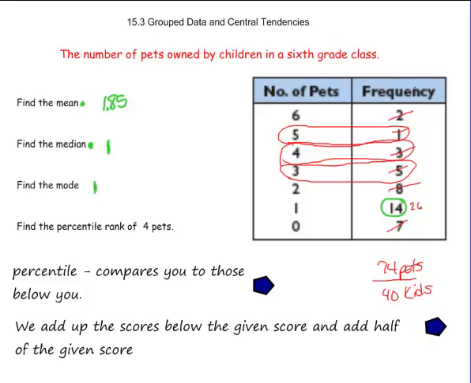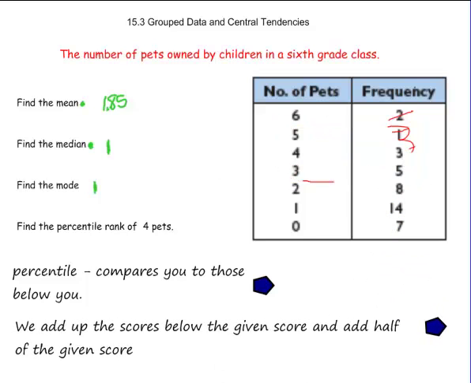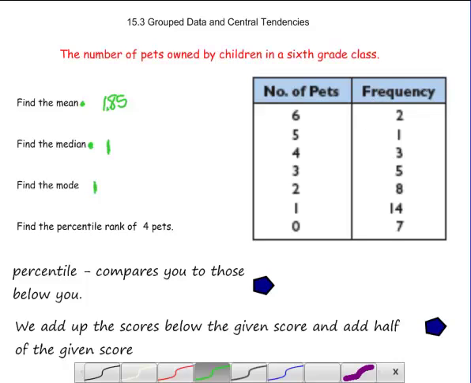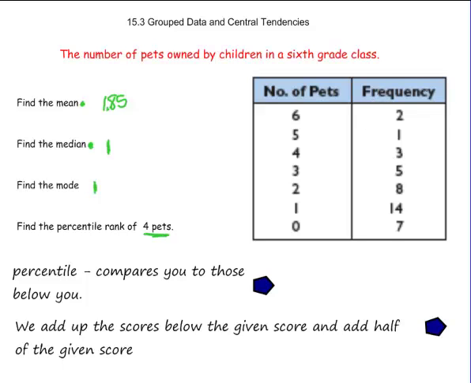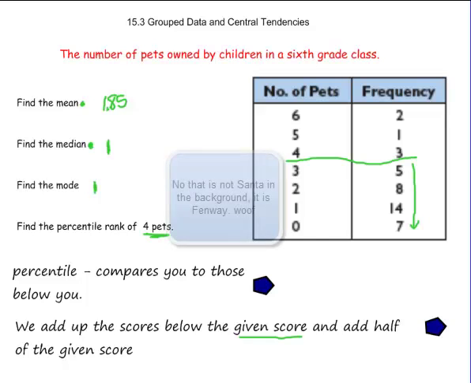So we're finding the percentile here, as the question says, of kids who have 4 pets. How do they compare to the rest of this class that was surveyed? Well, we add up the scores below the given score. So here we are at 4. How many were below 4? 5, 8, 14, 7. That's 21 and 13. It's 34.